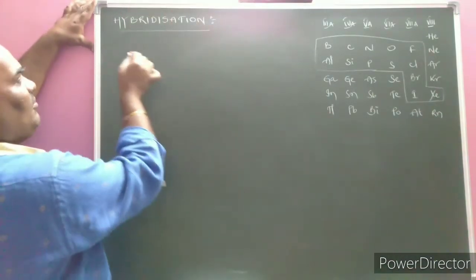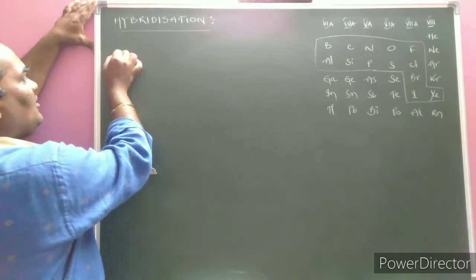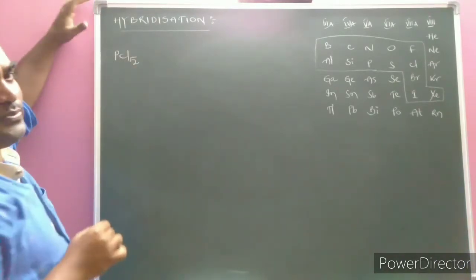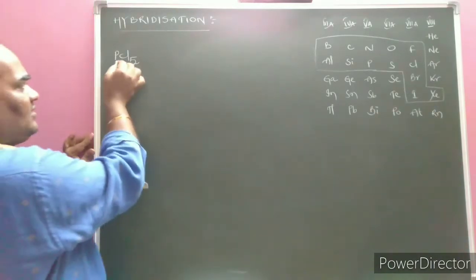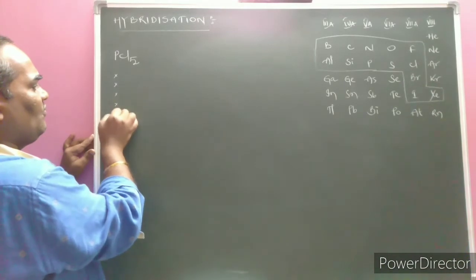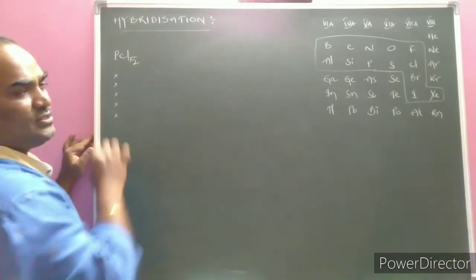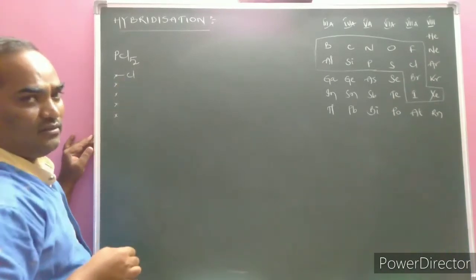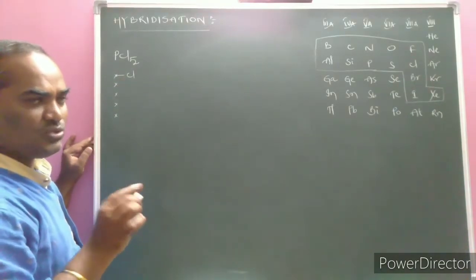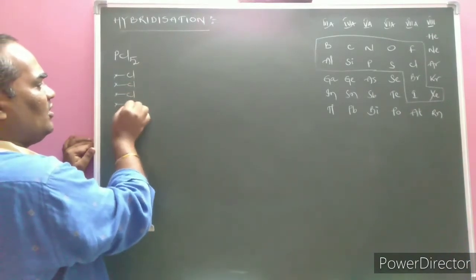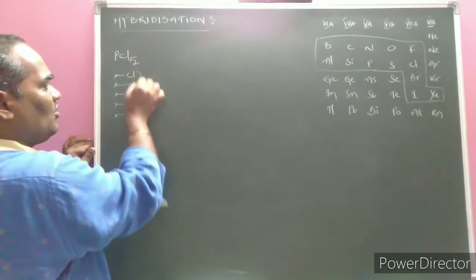Here, for example, one more familiar example is given. PCl5 is given, phosphorus pentachloride. We know well the central atom is phosphorus. Since phosphorus belongs to the 5th group, and the chlorine atom is not trivalent, not divalent, it is monovalent. How many chlorine atoms are bonded? 5 chlorine atoms are bonded.